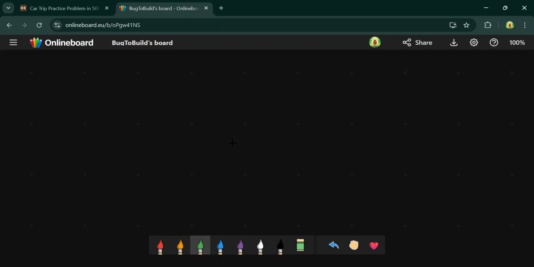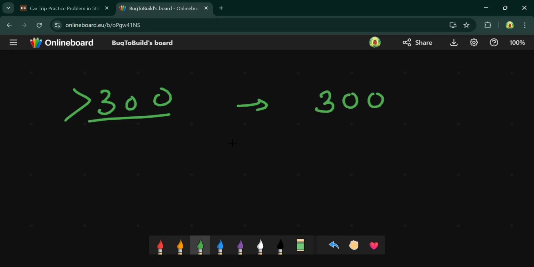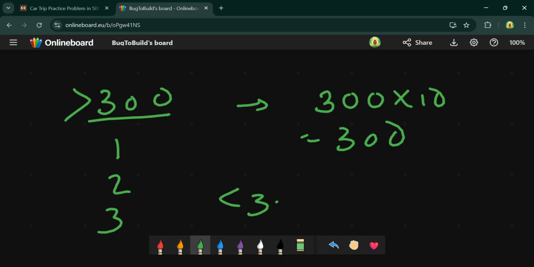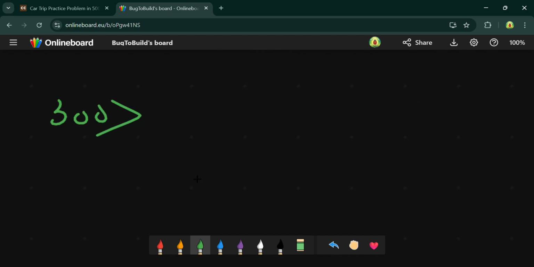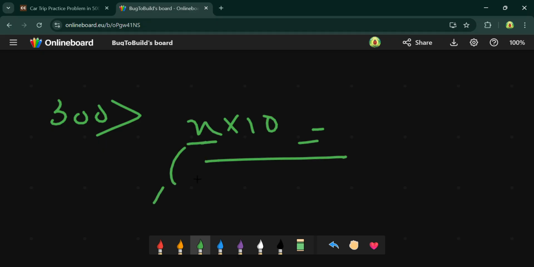In this question, if he travels less than 300 km, then he has to pay 300 km into 10, which is 3000. If he travels 1 km, 2 km, 3 km, anything less than 300, then he has to pay 3000. And if it is greater than 300, then he has to pay x kilometers into 10, because for 1 km the charge is 10 rupees.